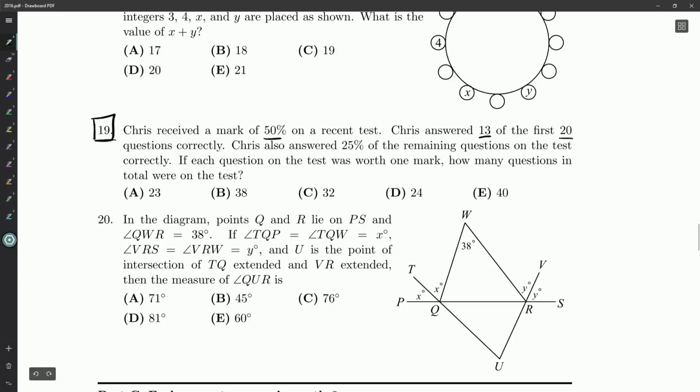Chris also answered 25% of the remaining questions on the test correctly. If each question on the test was worth 1 mark, how many questions in total were on the test? Well, we don't know how many questions were remaining. So we might say, let R equal the number that are remaining. So then the total number of questions on the test is the first 20, and then the remaining R. So once we find R, we plug it into this.